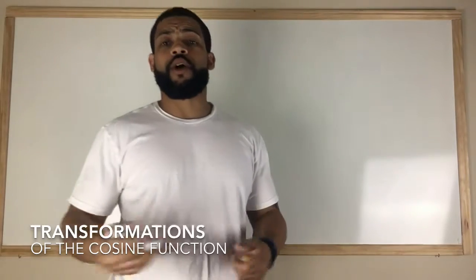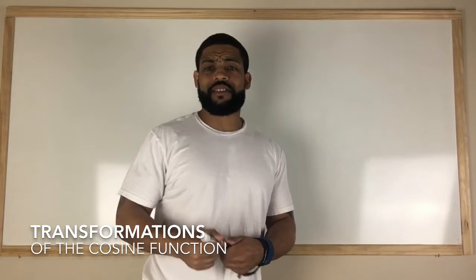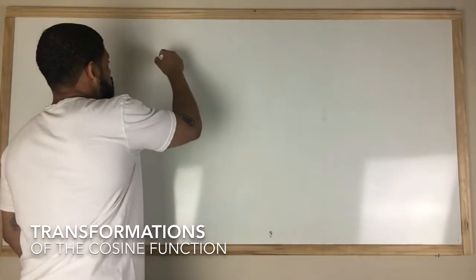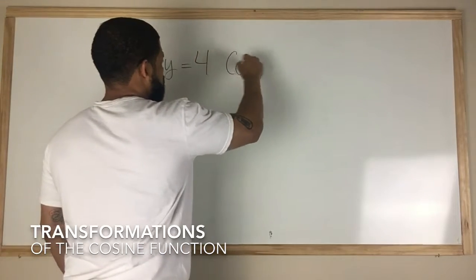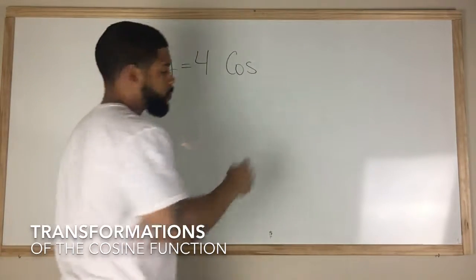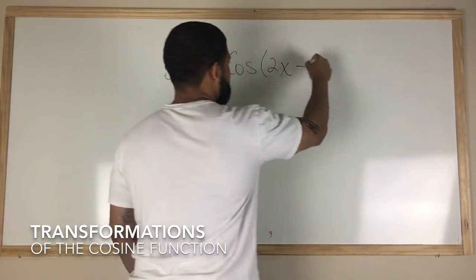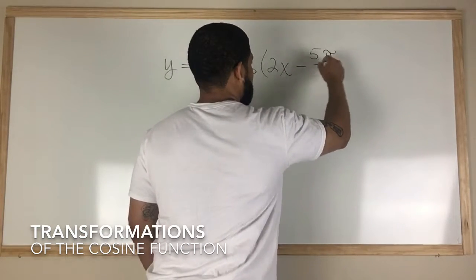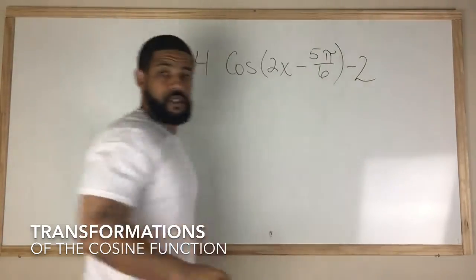We're talking about the cosine graph and transformations of the cosine graph. So let's go ahead and get right into this example. We have y equals 4 cosine of (2x minus 5 pi over 6) and then minus 2.